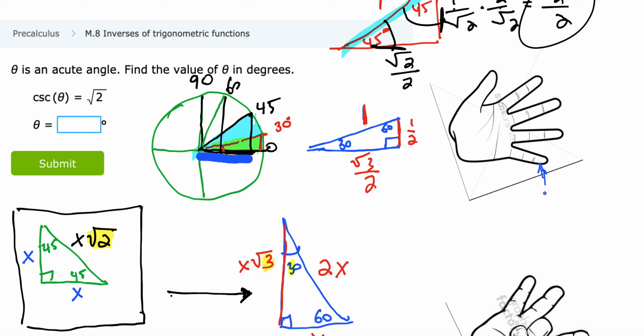Think of your pinky. Your pinky is going to be 0 degrees. This finger right here is 30 degrees. Middle finger is 45 degrees. Index finger is 60 degrees. Thumb is 90 degrees.